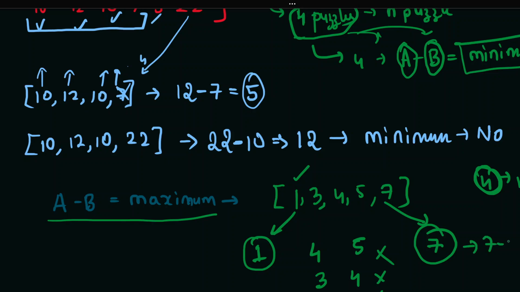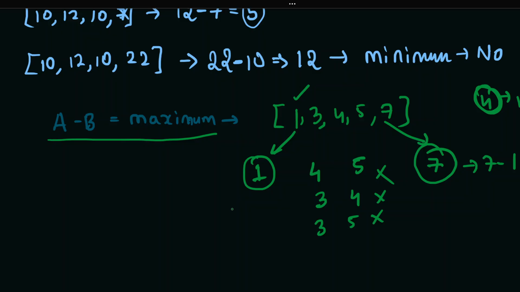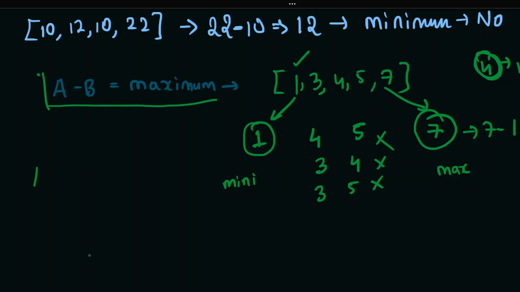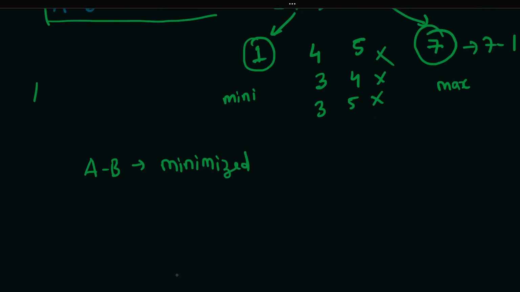Since a minus b will be maximized in this case. Correct? What did we do here? We chose the minimum value and then we chose the maximum value. But they're asking us for a minus b to be minimized. A minus b to be minimized. Correct? So can I choose somehow two minimum values?